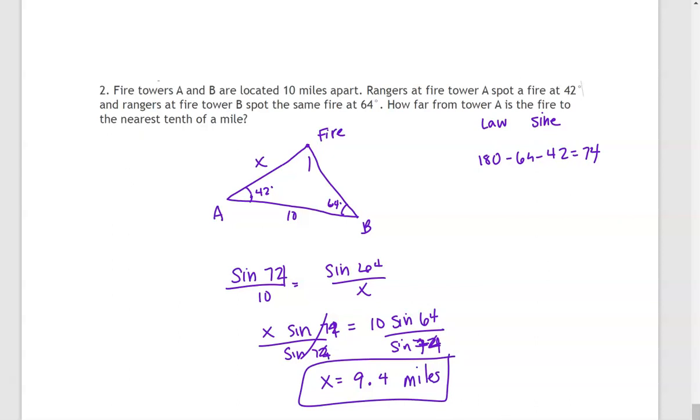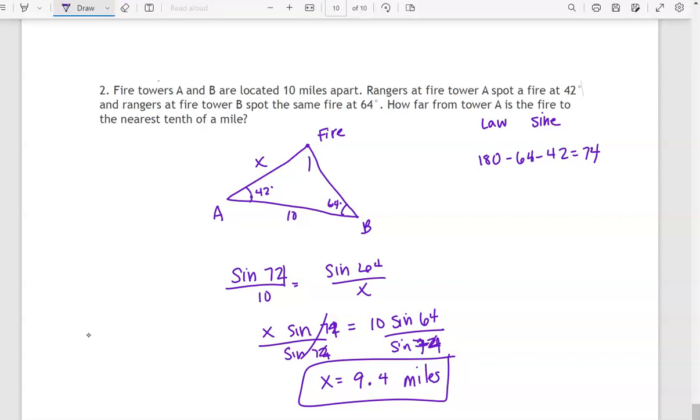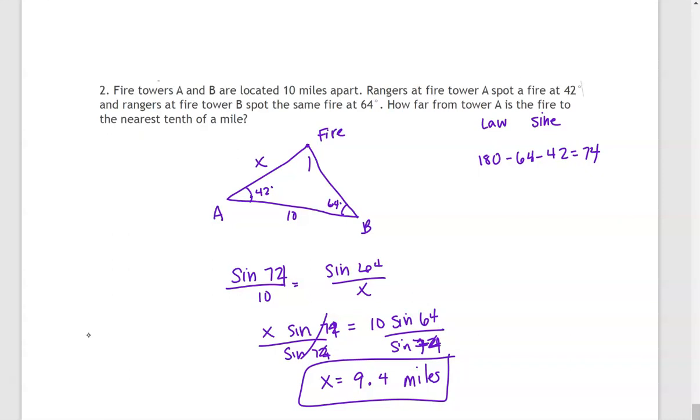All right, so go ahead and try this last one. Oh wait, that was your last one. So now you're going to practice on your assignment for drawing your picture, figuring out which one, law of sines or law of cosines, and then solving.